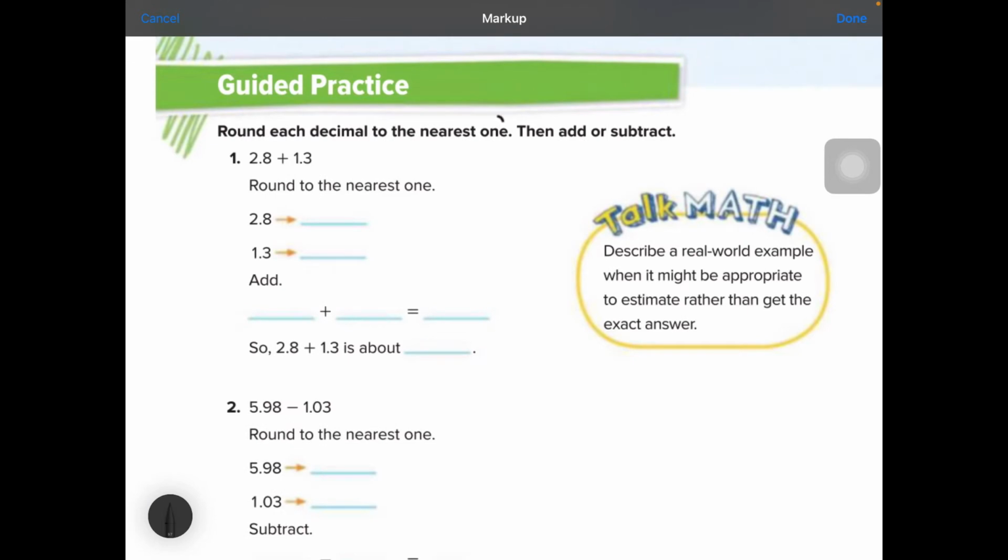Round each decimal to the nearest 1, then add or subtract. Okay, it looks like right here we are adding. Let's round it to the nearest 1. That is our target. That's going to determine what happens to it. It's going to be a 3. It's going to stay a 1. And it is addition, so 3 plus 1 is 4. So 2.8 plus 1.3 is about 4.